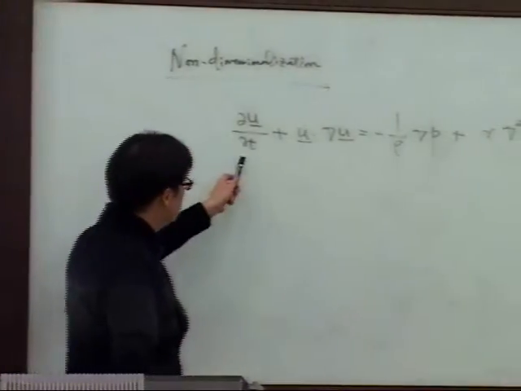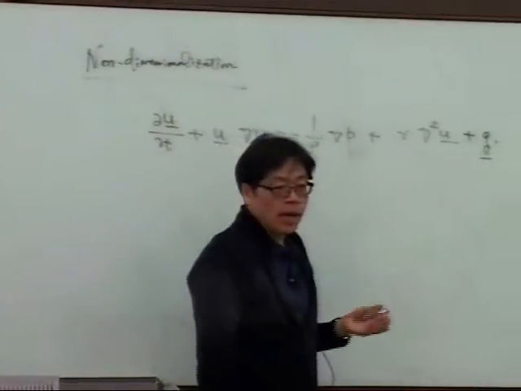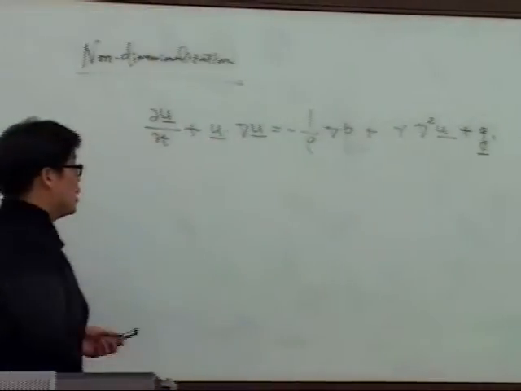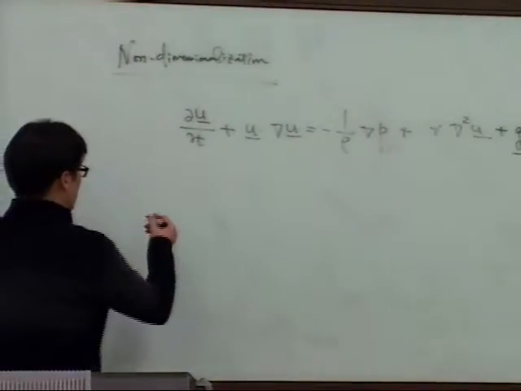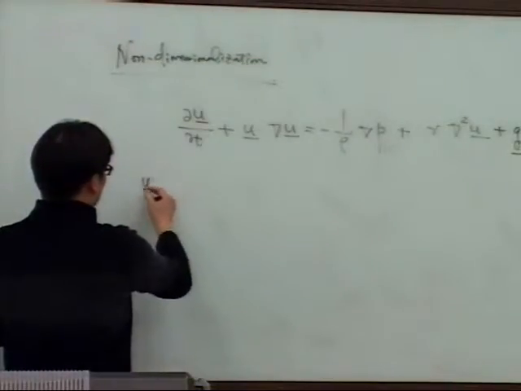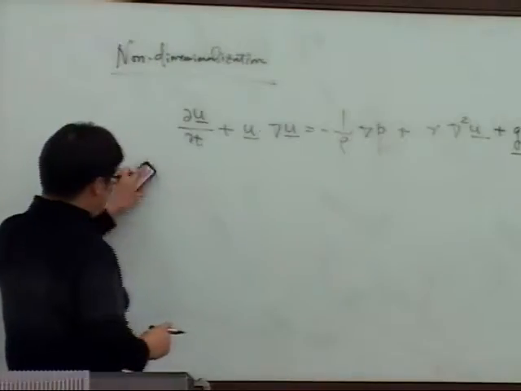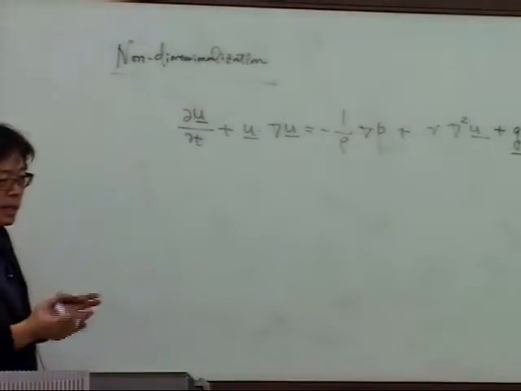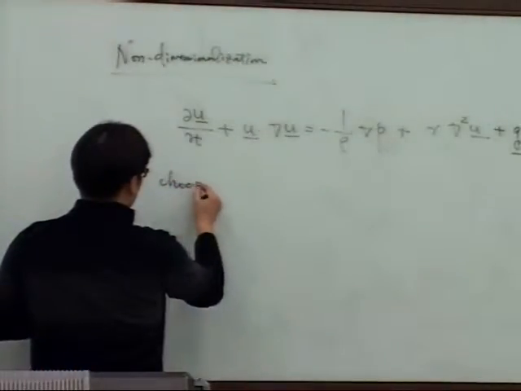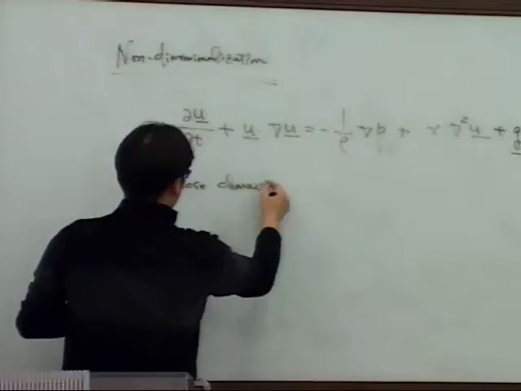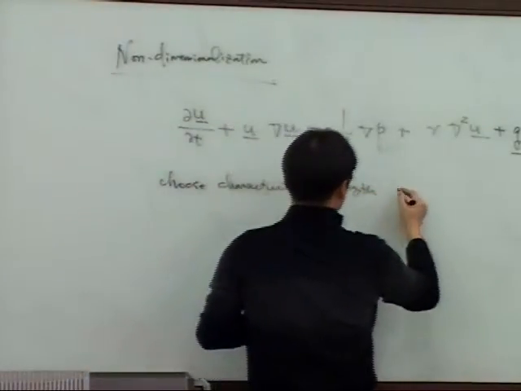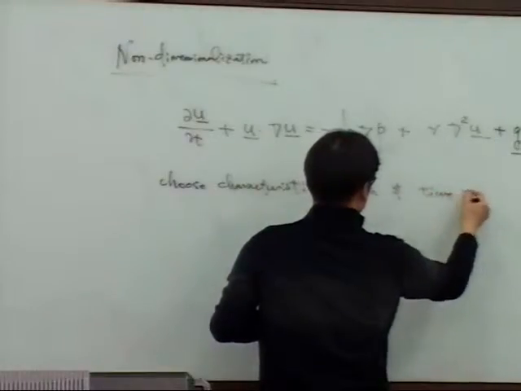So here, each term has a dimension. And so to non-dimensionalize this problem, what you need to do is the following. First of all, you have to choose characteristic, once again, length and time scales.